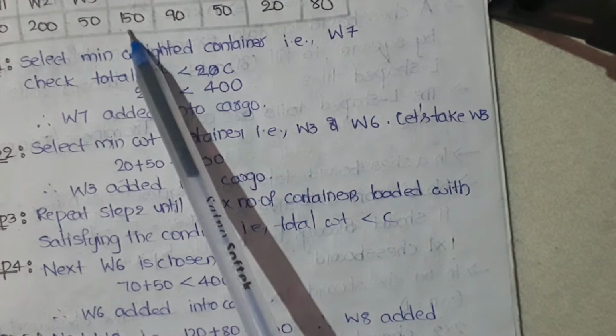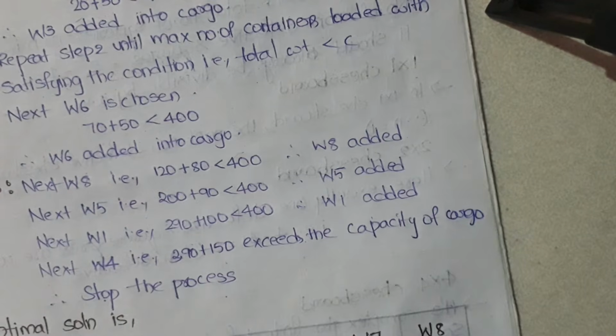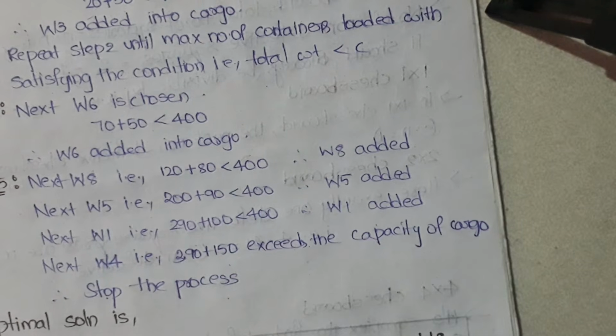So 150, if we add 150 to our container, then it will exceed the capacity of the cargo. If we add 150 and 200 into our process, then it will exceed the capacity of the ship and the ship will sink in the river. So now we do not add W2 and W4 into our ship.